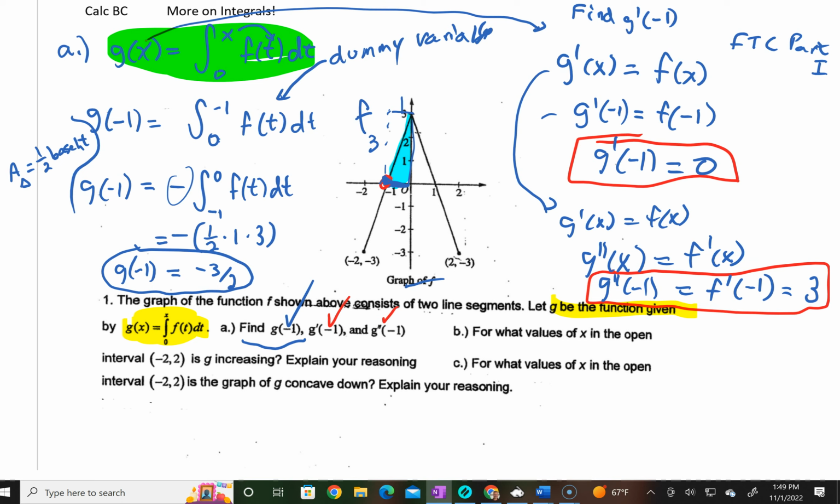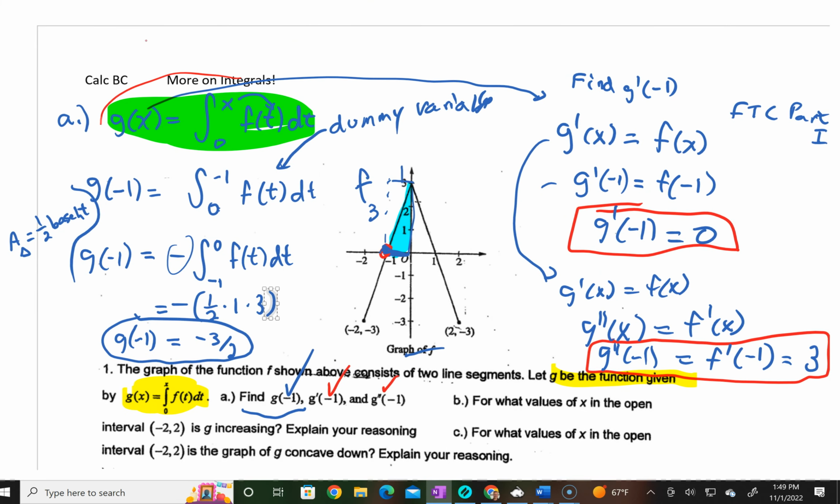Yes? So if g prime is like the point and then g double prime is like the slope, what does g of x represent? Yeah, so g of x itself, what does this represent? First of all, g is just a function itself. By the way, we could even graph it point by point. G is the accumulation of net area. So right now I found out what g of -1 was.